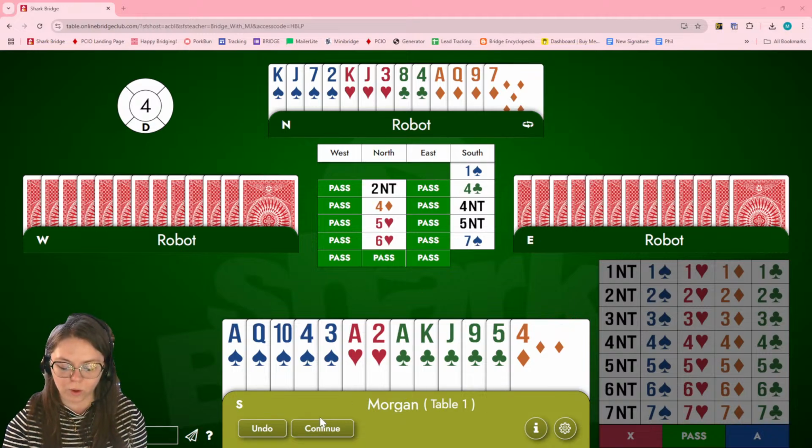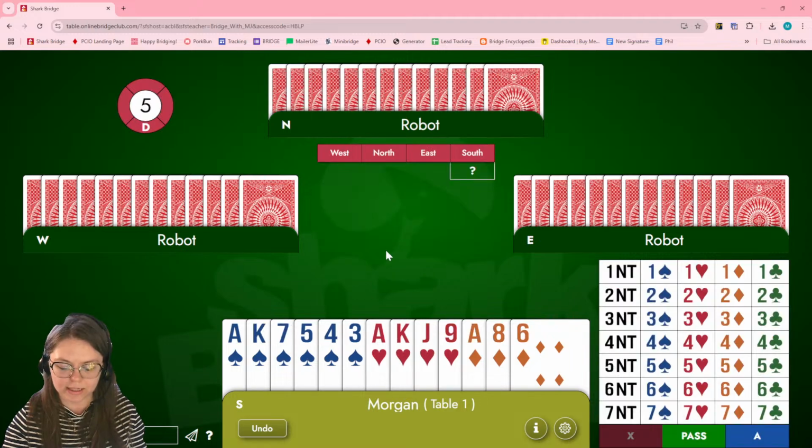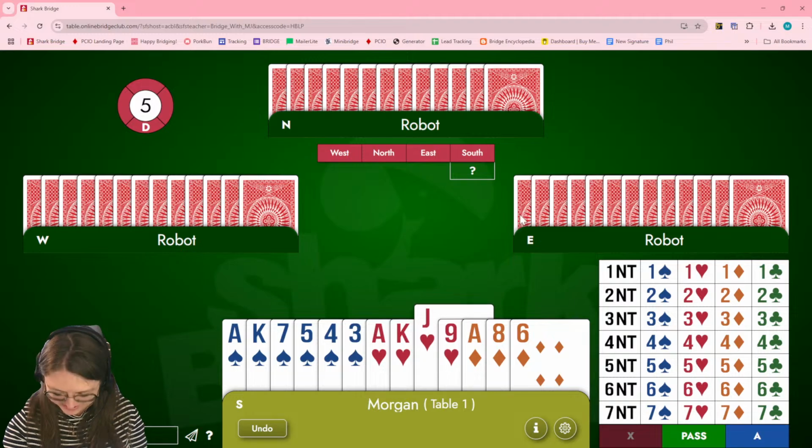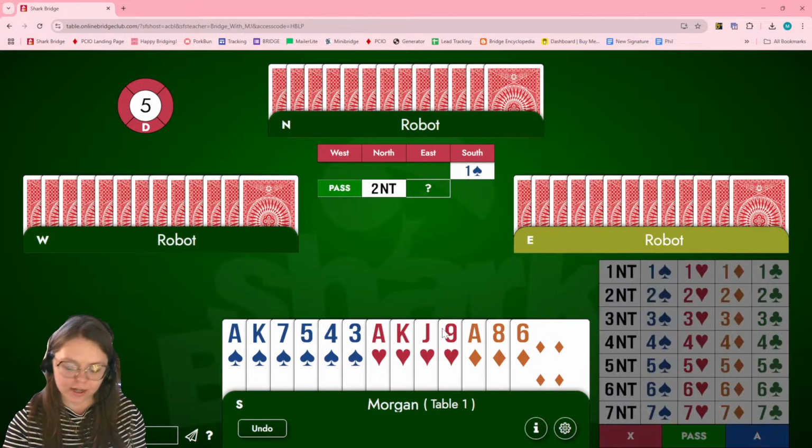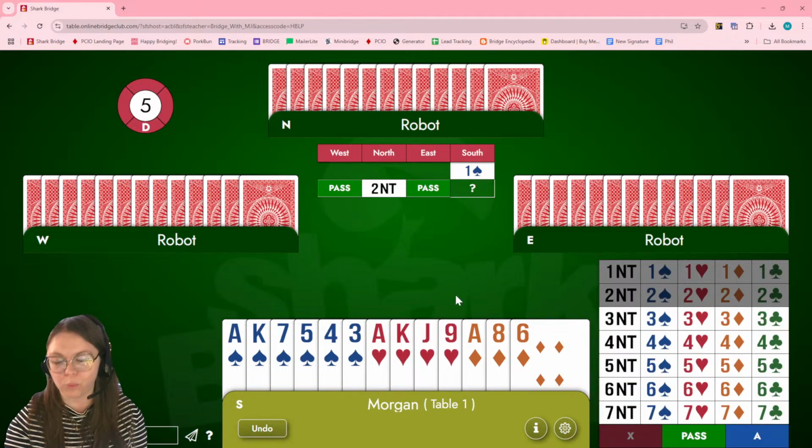All right, I've got one more to do, and then I've got my last slide. All right, this is a fun one. Look at this. I've got 19 high card points and 6 spades. I'm going to start with 1 spade. Now, this is a hand that I think could warrant being opened 2 clubs. So if you open this 2 clubs, I would not blame you.